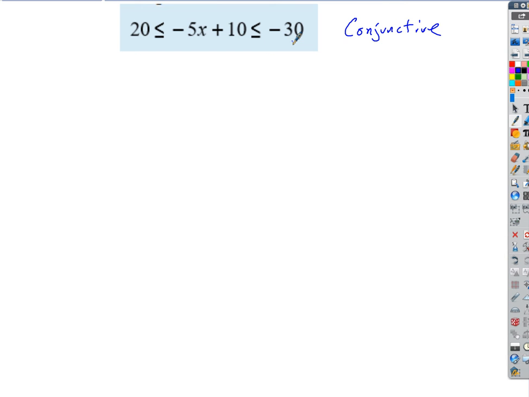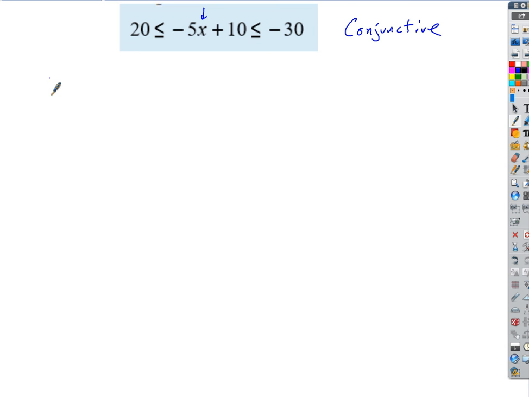So our goal is to isolate the x, right? Now you can already tell me, what are the two steps in order to get the x by itself? So we're going to subtract 10, but instead of subtracting 10 from both sides, we're subtracting 10 from all three parts, right? And then we divide by negative 5, but we divide all three parts, right? But you still do the switchy thing, right? Yeah, we still do the switchy thing.